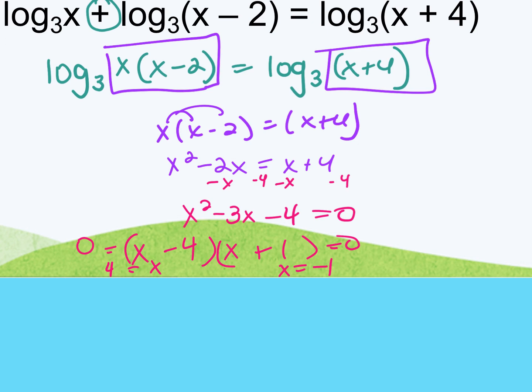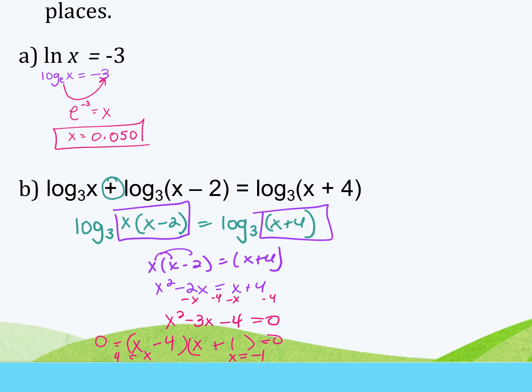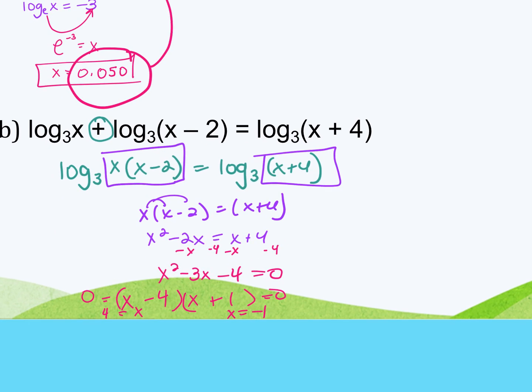Now my original question had the log in it, which I actually didn't check this one. I should have done that too, but it would have been fine. But I have a log in it, so I know I have to check these answers. So I'm going to check the 4. If I take 4 and plug it in here, would I be able to find log base 3 of 4? Yes. If I take 4 and plug it in here, I'd get 4 minus 2, which is 2. Would I be able to find log base 3 of 2? Yes. If I take 4 and plug it in here, I get 4 plus 4, which is 8. Would I be able to find log base 3 of 8? Yes. So the x equals 4 stays.